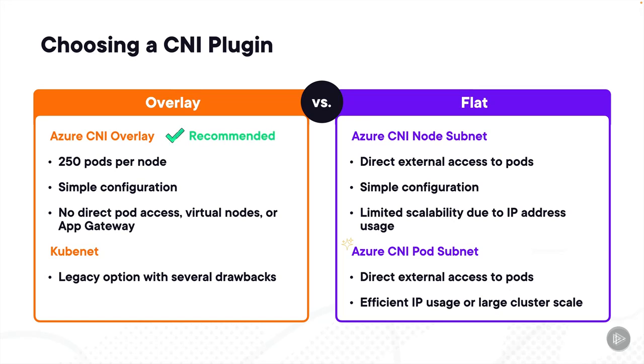Of all of these options, if you need an overlay network, Azure CNI Overlay is recommended. If you need a flat network, Azure CNI Pod Subnet is likely to be recommended once it is out of preview. Now, you can upgrade from KubeNet to Azure CNI Overlay once, but you can't go back to KubeNet. And there are some limitations, but I won't detail those here for the sake of time. Instead, check out the resources for details on how to upgrade.